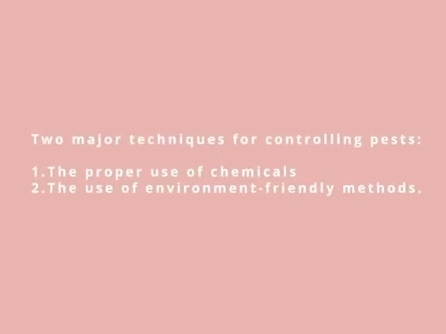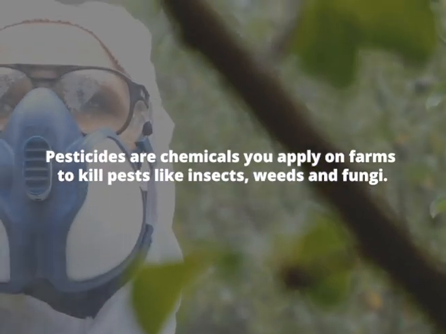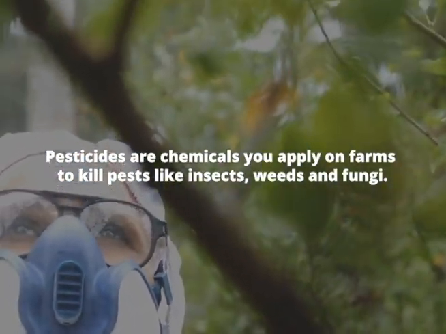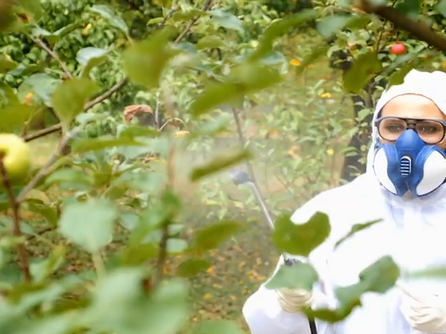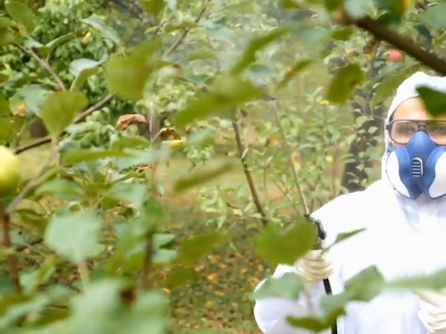There are two major techniques for controlling pests. First, the proper use of chemicals, and second, the use of environment-friendly methods. Pesticides are chemicals you apply on farms to kill pests like insects, weeds, and fungi. These pests harm or destroy the plant crops. In the chemical control of pests, the use of pesticides is employed. Pesticides are poisonous chemicals that are used to kill pests.